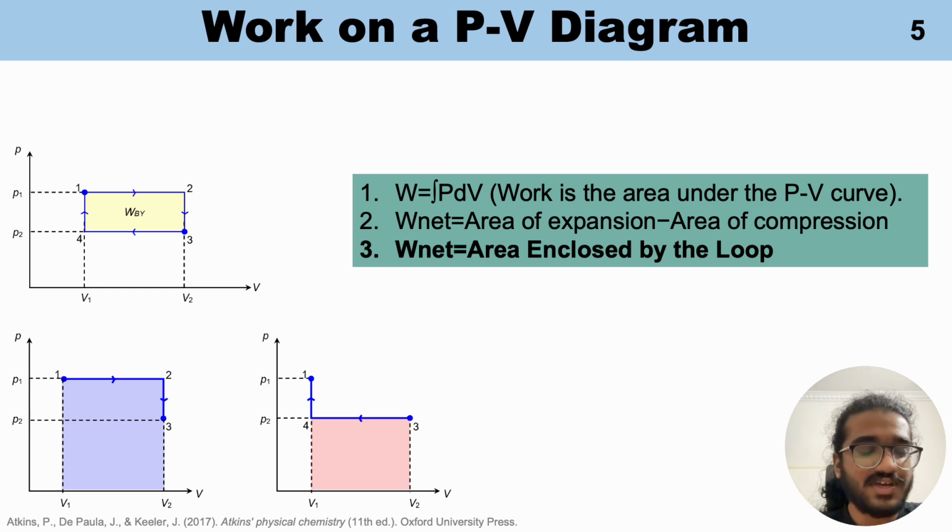You can see two figures represented on the screen, at the bottom left, where you can see the work in the area of expansion on the left, and on the right the area of compression. When we take the negative of these two, you can see the yellow area enclosed by the loop on the topmost figure on the left.